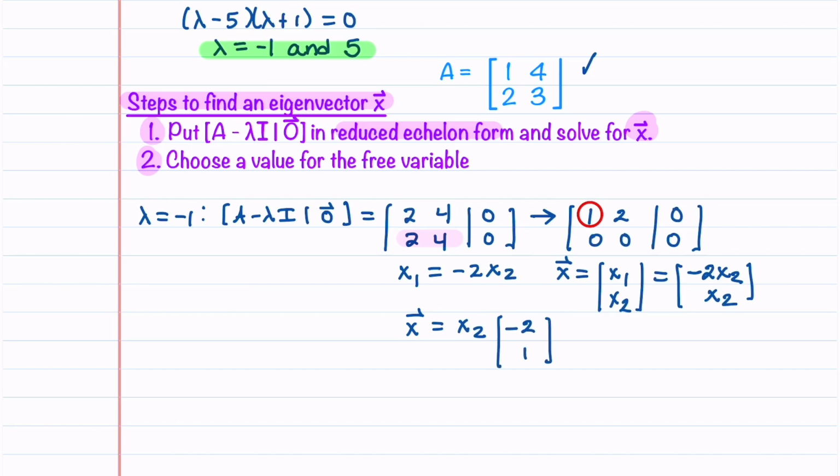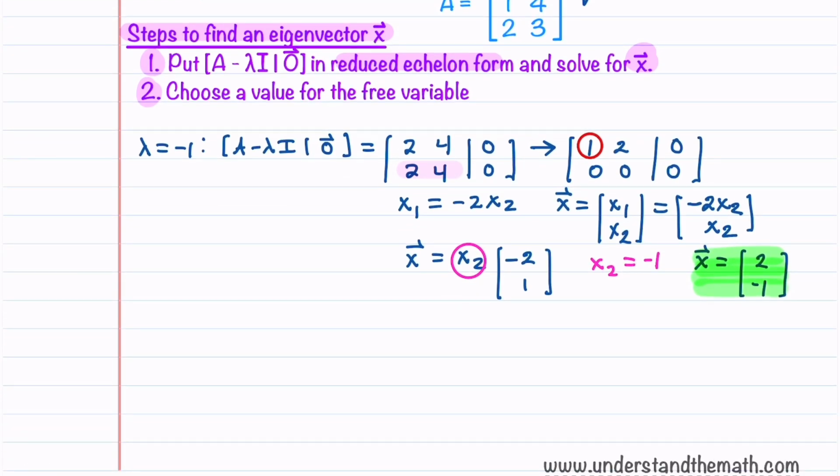We now have to choose a value for x2. And I'm going to choose it to be -1. We could have easily chosen it to be 1. But I chose it to be -1 just so that our first entry in x is positive. And this gives us an eigenvector x is equal to 2, minus 1.